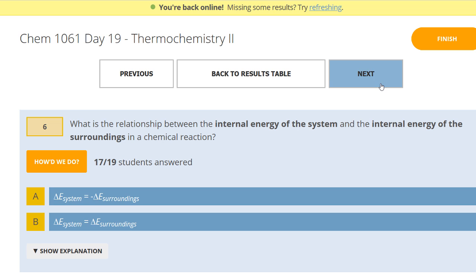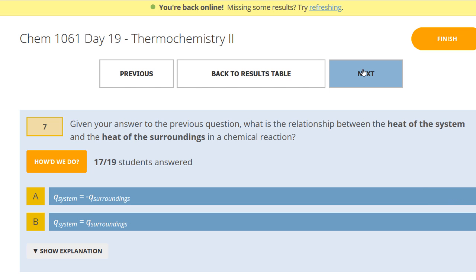All right, next up. What is the relationship between the internal energy of the system and the internal energy of the surroundings in a chemical reaction? As we said, the signs must be the opposite of each other. If the system does work, the surroundings has work done on it. Or if energy is released by the system, it must be gained by the surroundings. Therefore, the signs must be opposite.